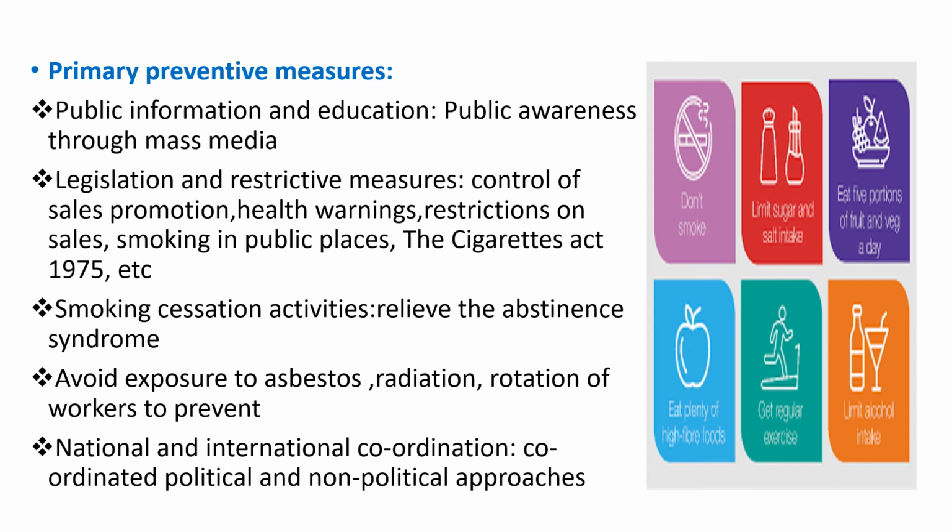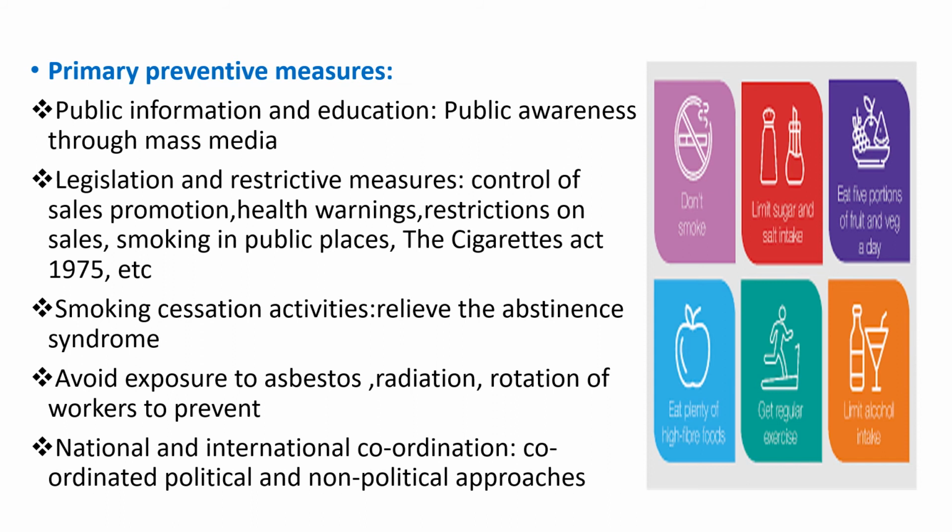So if you're aware that lung cancer may happen through smoking and you quit smoking, it has great value to your health. Then there are legislation and restrictive measures, that is the control of sales promotion, health warnings, restrictions on sales, stopping smoking in public places, enforcing the existing Cigarette Act, smoking cessation activities to relieve the abstinence syndrome, avoiding exposure to asbestos and radiation, rotation of workers to prevent development of lung cancer, and national and international coordination, because a coordinated political as well as non-political approach goes a long way in preventing this occurrence.